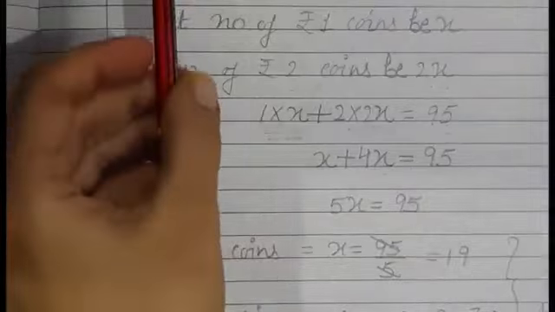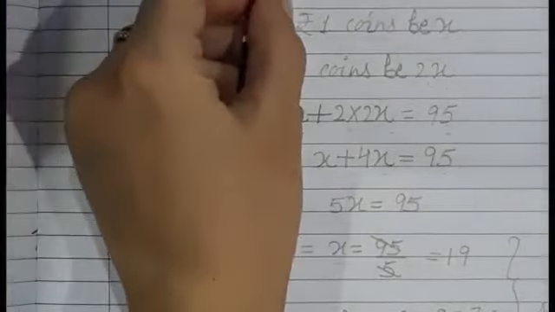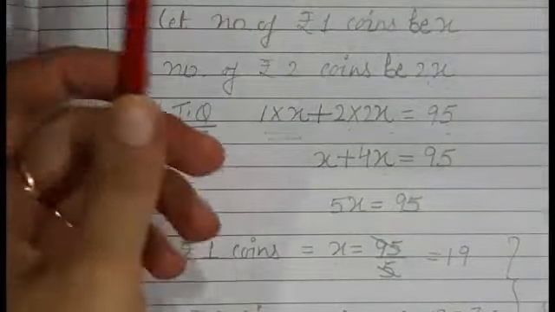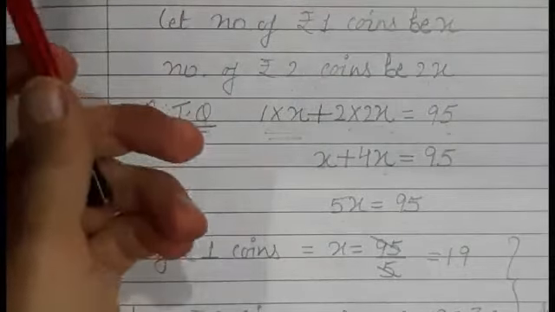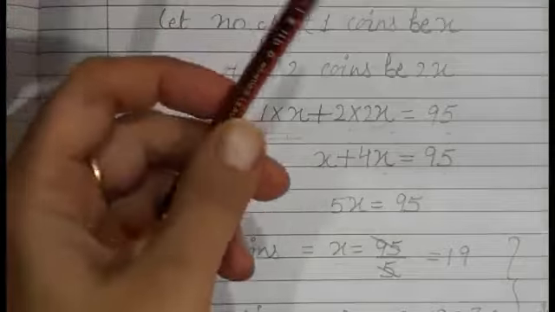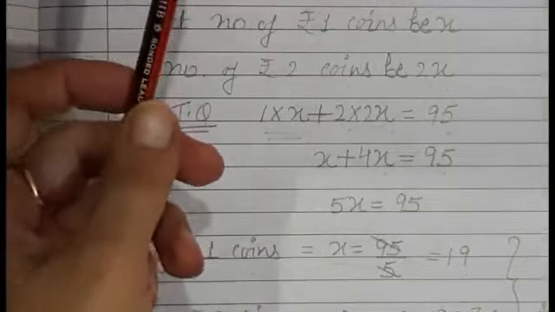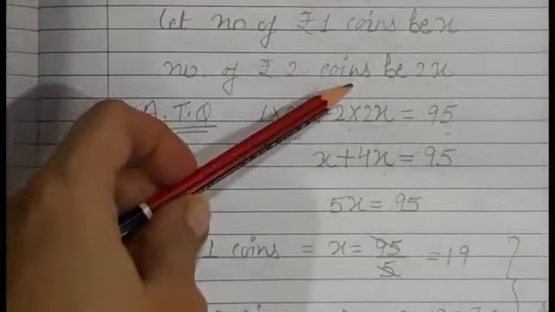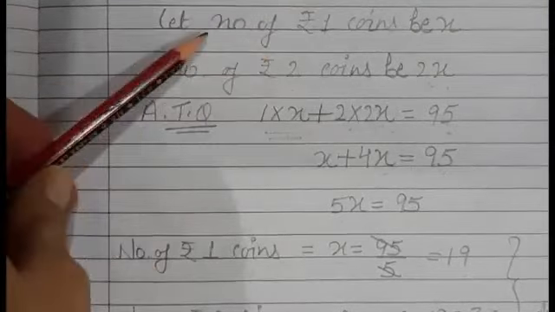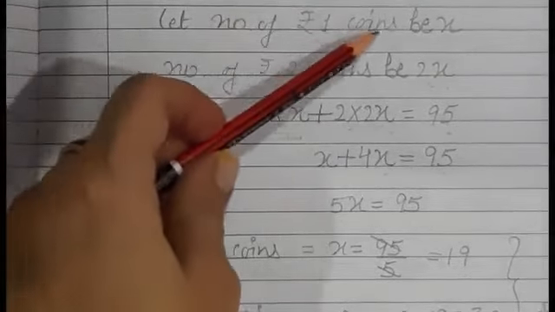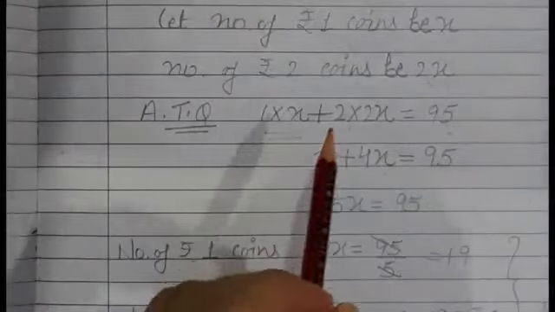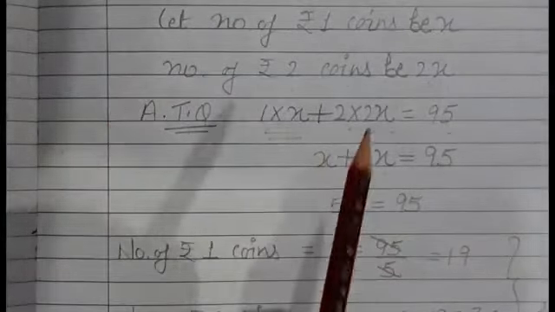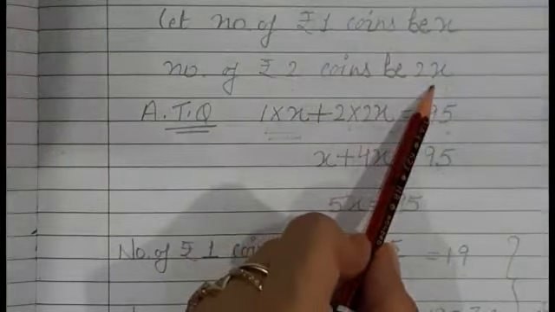In this numerical, they are saying a bag contains some coins of rupees 1 and some coins of rupees 2. But we don't know how many coins are of rupees 1 and how many are of rupees 2. So first we have to let the number of rupees 1 coins be x. So the number of rupees 2 coins will be, they are saying, 2 times of rupees 1 coins, so it will be 2x, right?